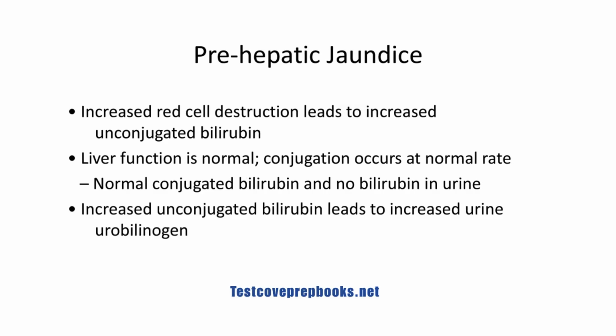Let's talk about jaundice. Pre-hepatic jaundice occurs when there is increased destruction of red blood cells. This leads to a rise in unconjugated bilirubin. The liver function itself is normal, so conjugation continues at the usual rate. Because of this, conjugated bilirubin remains within the normal range, and there is no bilirubin detected in urine. However, the excess unconjugated bilirubin results in an increase in urine urobilinogen.